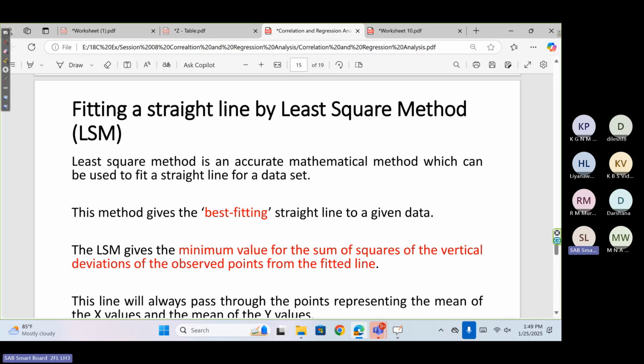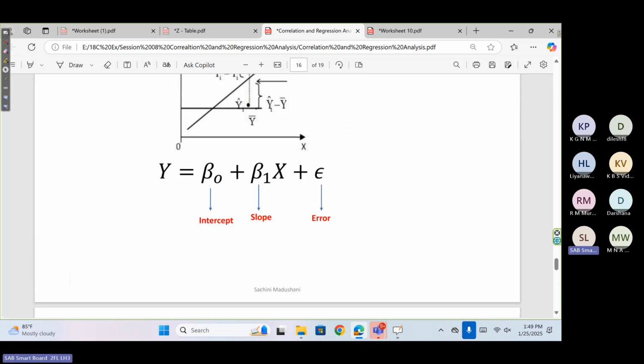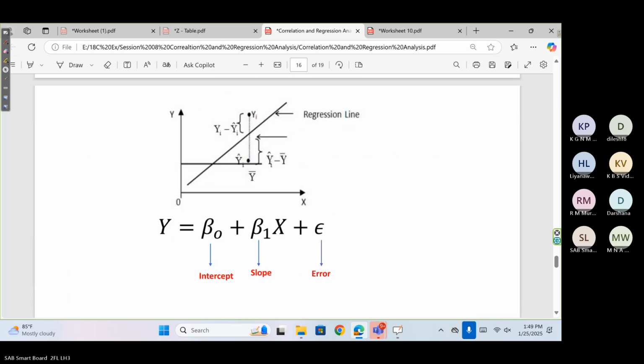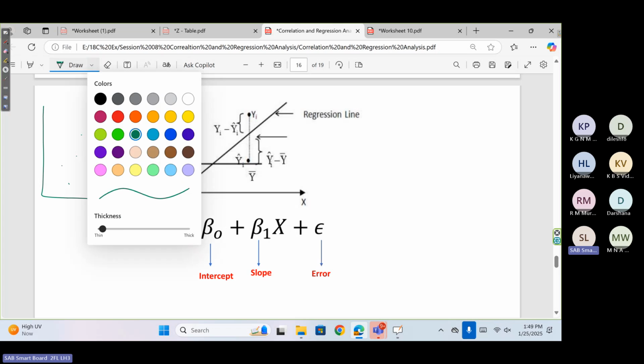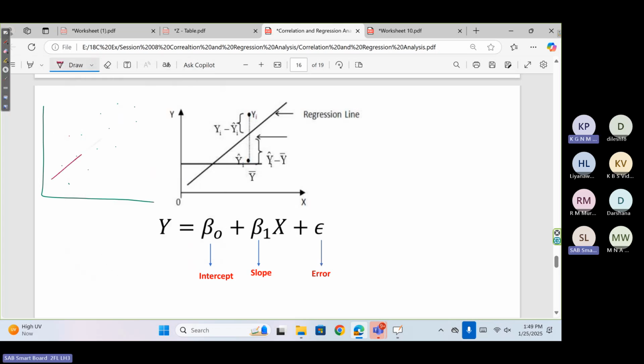Understood? Okay. Then here, this is the way we can find it. Normally, this is the scatter plot diagram. Using the least square method, we draw in here the best fitted line.